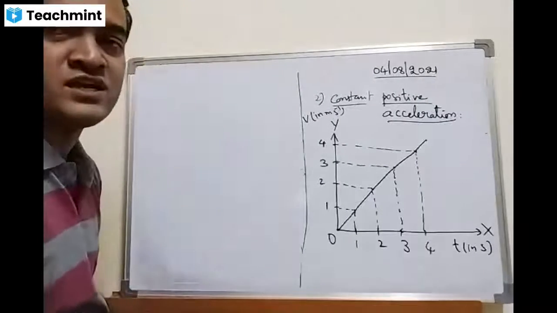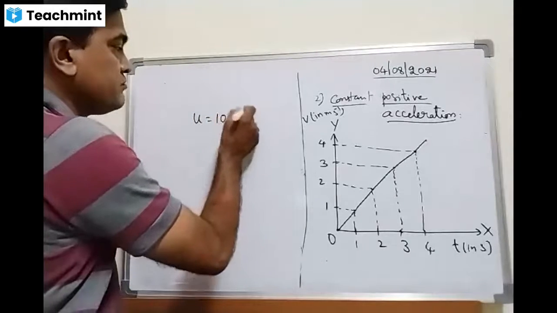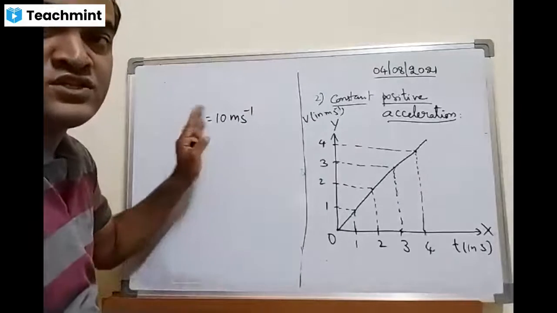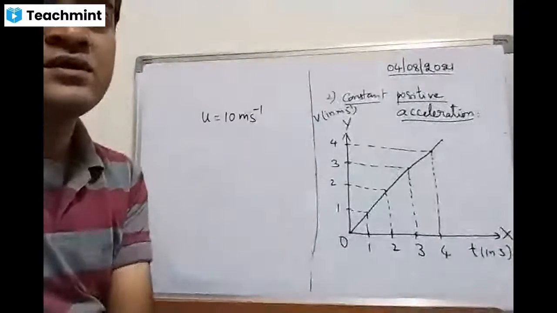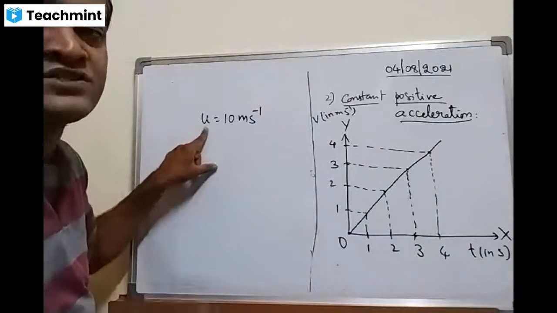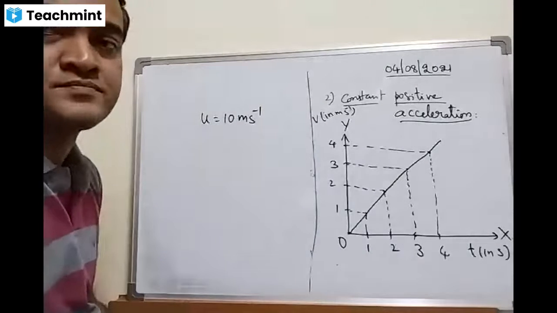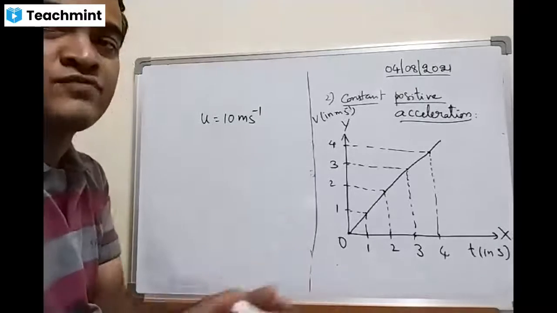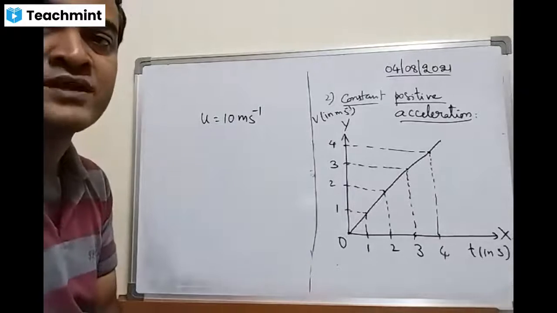Let's say initially the particle is moving with 10 meter per second. That means when the velocity is 10 meter per second, I have started the stop clock. That means at time t equal to 0, the velocity of the particle I have taken as 10 meter per second, and it slows down its speed along a straight line, and finally it has come to rest. Rest in the sense velocity has become 0.